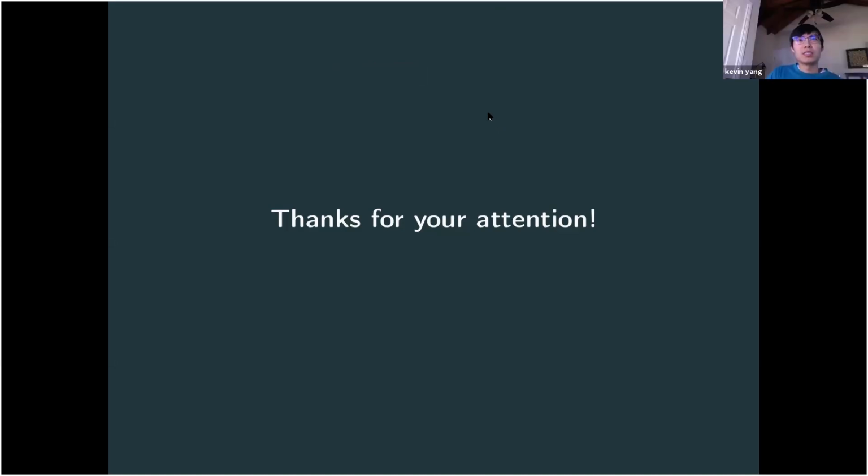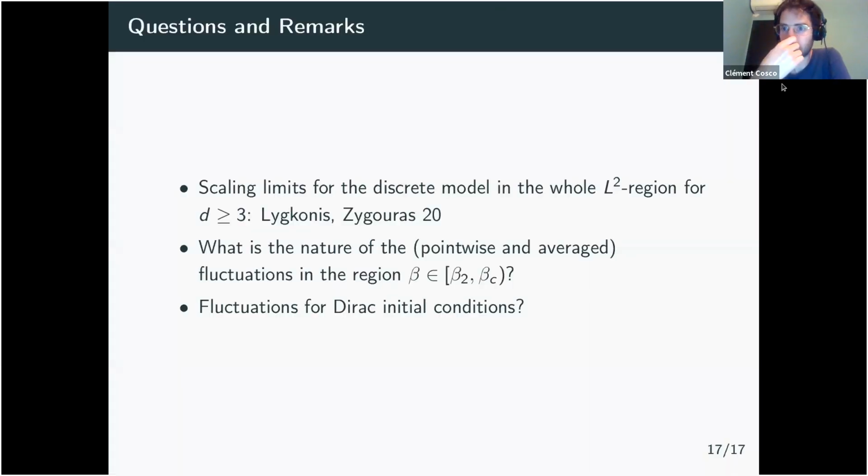Yeah, I have a question, if that's okay. You talked about this region between beta L2 and beta critical, and the behavior there on the last slide. Do you expect those fluctuations to be Gaussian at all? Or is there any evidence for it to be Gaussian or not Gaussian?